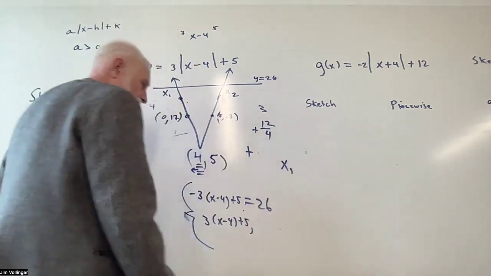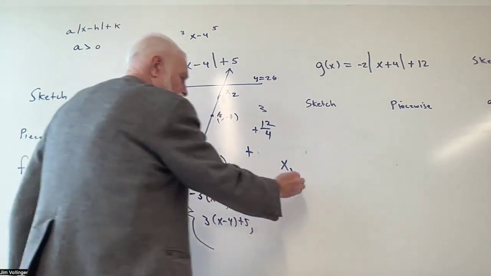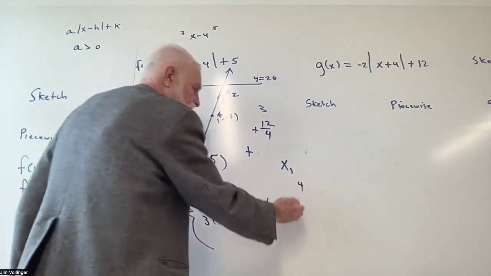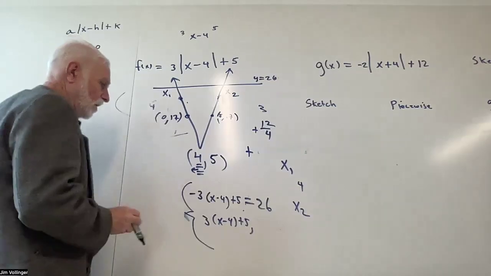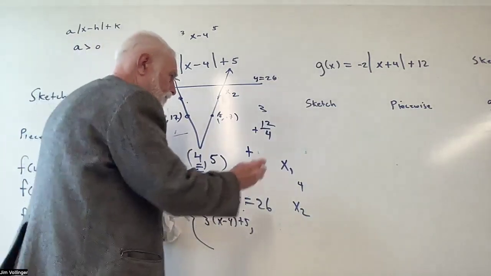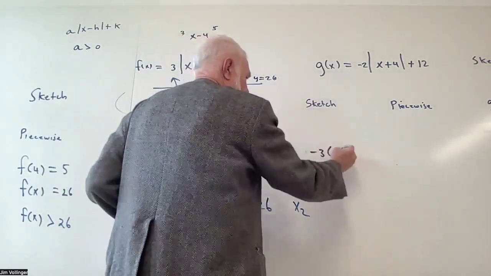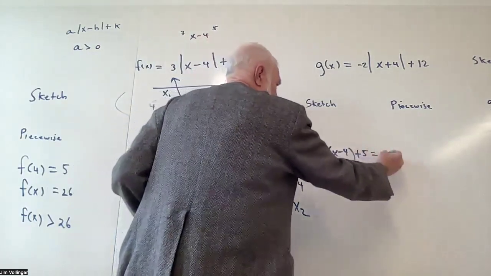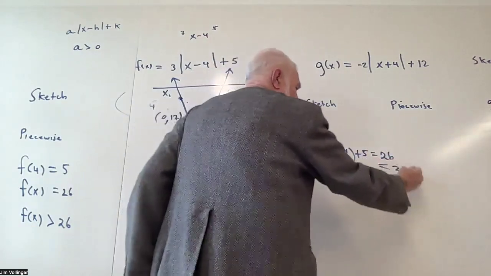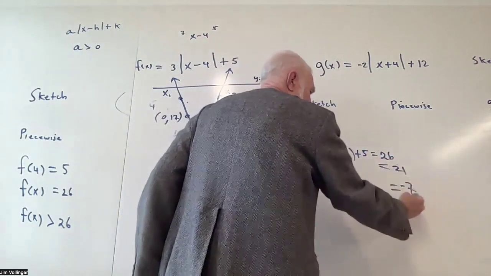I know that the number 4 sits equidistant to x2, but I'll do them both out. So let's see, where's the best place to do this? Minus 3 times x minus 4 plus 5 equals 26. I'm going to subtract 5, 21. I'm going to divide by negative 3, and I'm going to add 4.